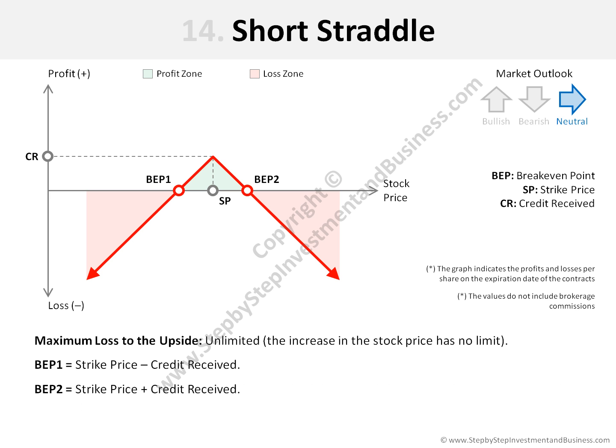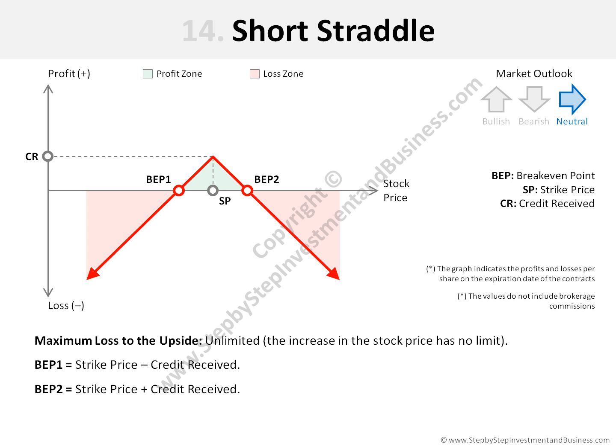This strategy has two break-even points. A break-even point to the downside, called break-even point 1, and a break-even point to the upside, called break-even point 2. Break-even point 1 is equal to the strike price of the options minus the credit received. On the other hand, break-even point 2 is equal to the strike price of the options plus the credit received.